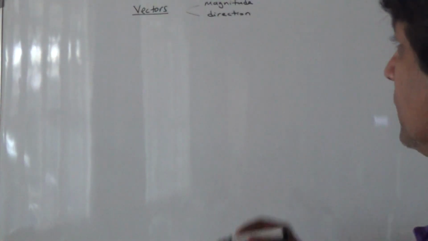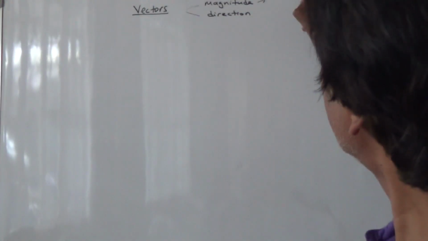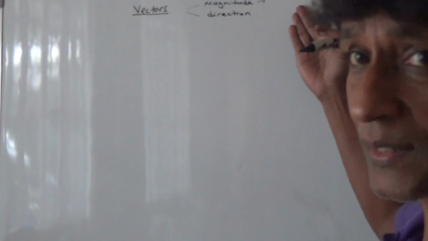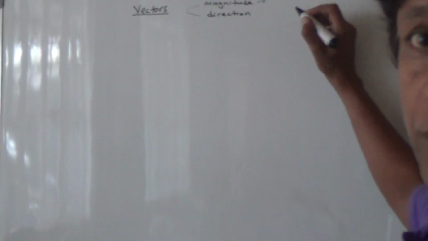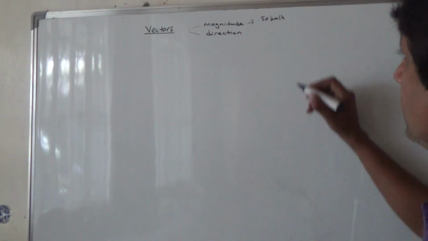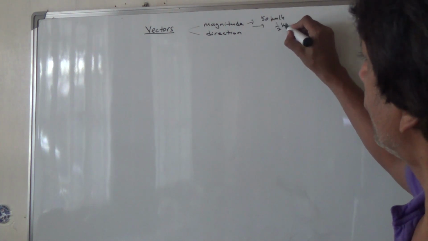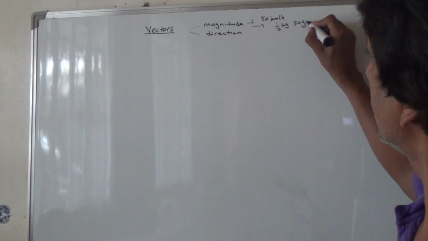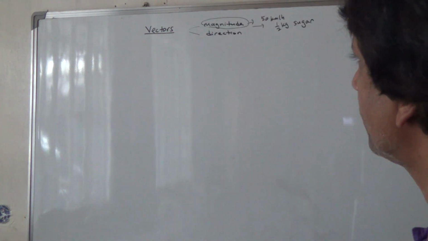I'm sure you understand a magnitude. Magnitude is a very easy thing. For instance, 50 kilometers per hour is a number that's a magnitude. Or, let's say half a kilo of sugar. These are examples of magnitude.